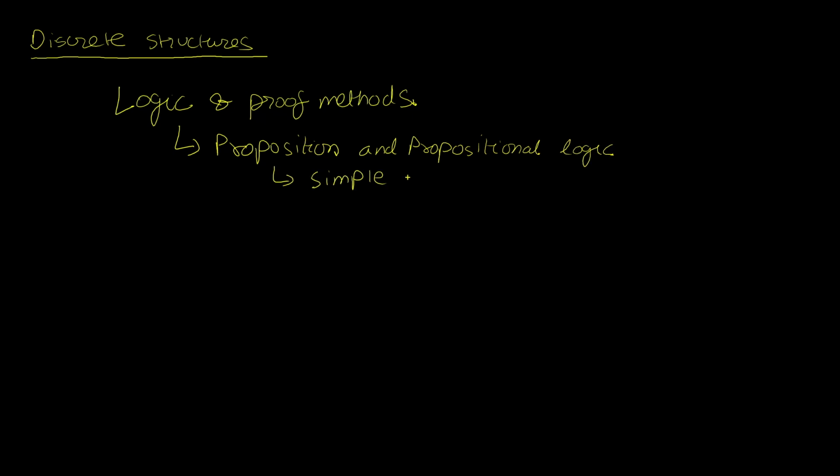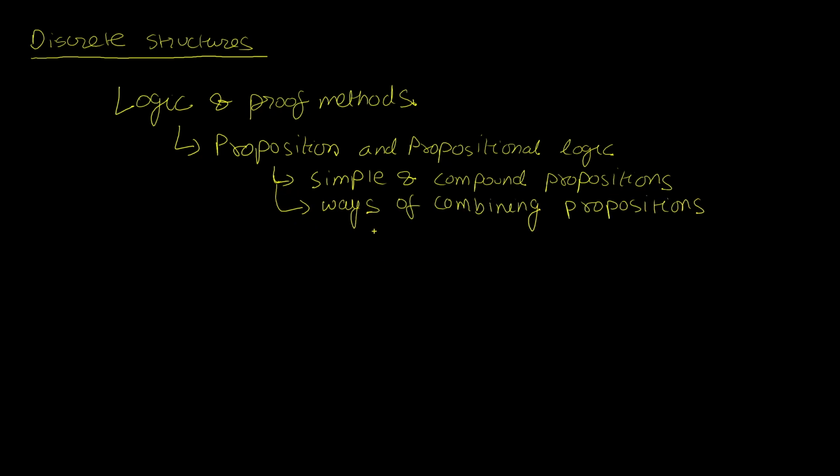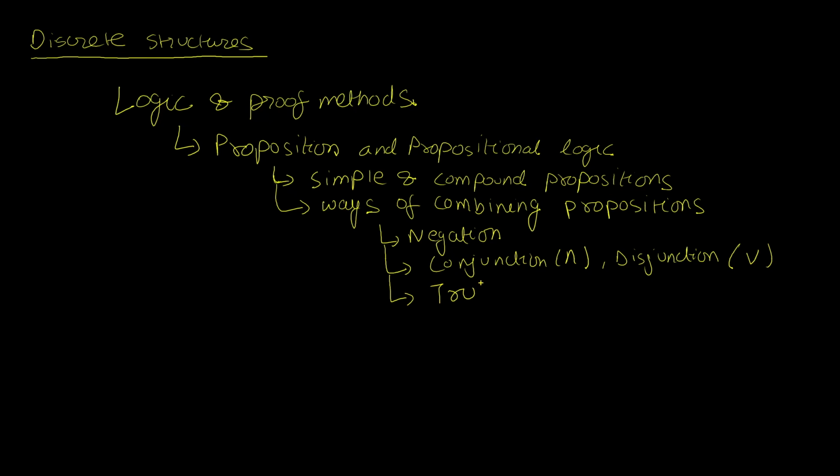Inside of this, we will look into simple and compound propositions, and the different ways of combining propositions. Within this, we'll look at negation, and the connectives conjunction and disjunction. After that, we'll have a quick look at the idea of truth tables. Then we'll look at a compound operator named XOR, called exclusive OR. And then we'll resume our session in the next video with a discussion on implication, the converse, inverse, and contrapositive. Okay, with that overview, let me get started with the first topic of propositions.